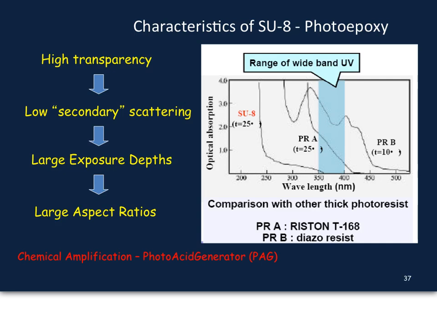So the idea is that this SU8 photoresist has a high transparency, low secondary scattering. Here's its optical absorption spectrum, and you can see that where they actually apply the UV light in photolithography, you're only catching the tail end of its absorption spectrum, and so you get the low secondary scattering because there's not much other spectrum to be hit by the light. And so that allows you to get to very large exposure depths, and so you can get very large aspect ratios, which means you can make very tall structures, which you need in microfluidics in many cases.